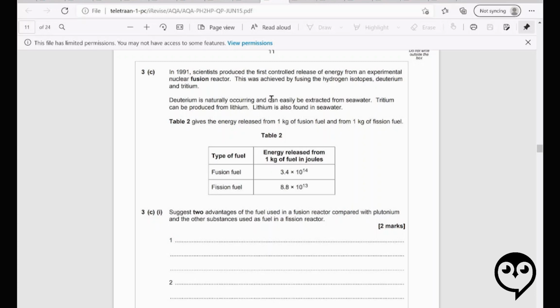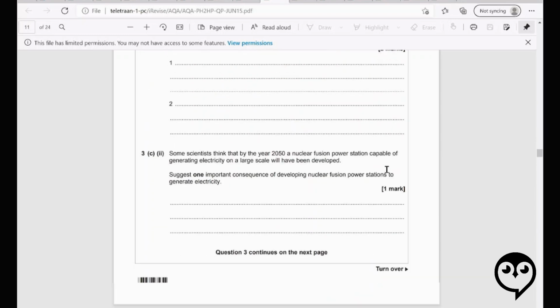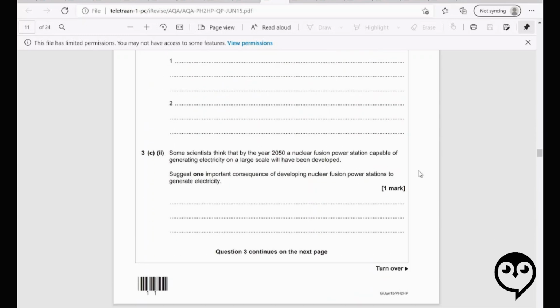And then also we can get deuterium and tritium from seawater, and that's probably a heck of a lot easier and less expensive than getting it from uranium mines. Compared to mining uranium, that can be quite dangerous and hazardous as well due to the radioactivity. And only certain countries have these uranium deposits, whereas seawater is pretty much everywhere. So I'd say the fuel is readily available. That's what I would say. Let's move on. One last part here on this page, at least. Some scientists think that by the year 2050 nuclear fusion will be capable.